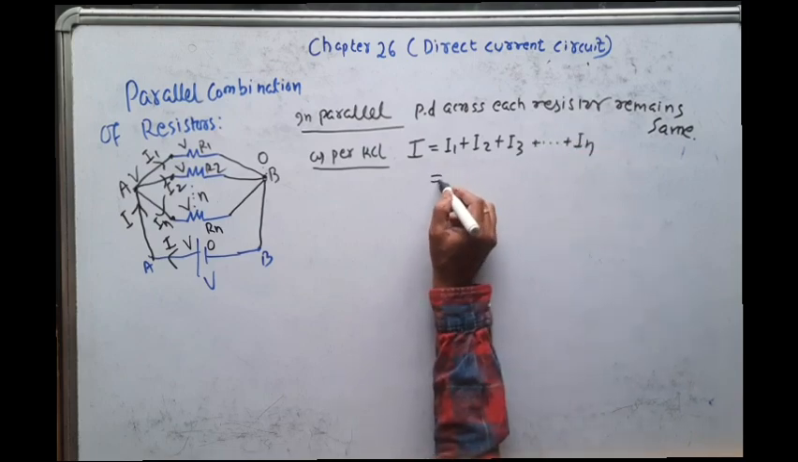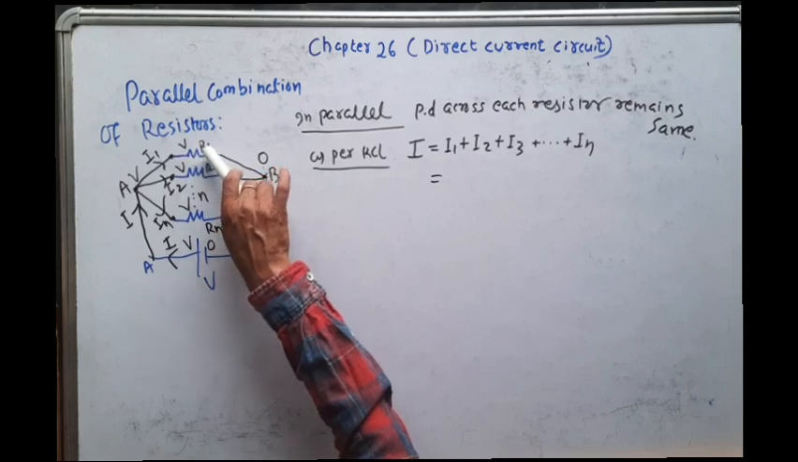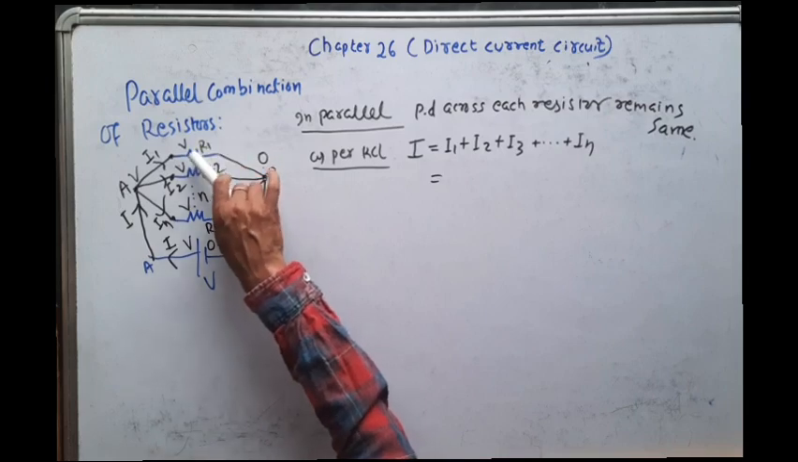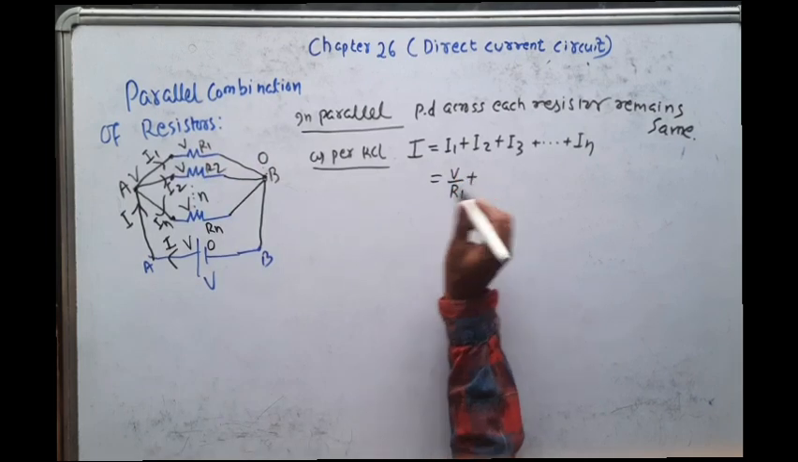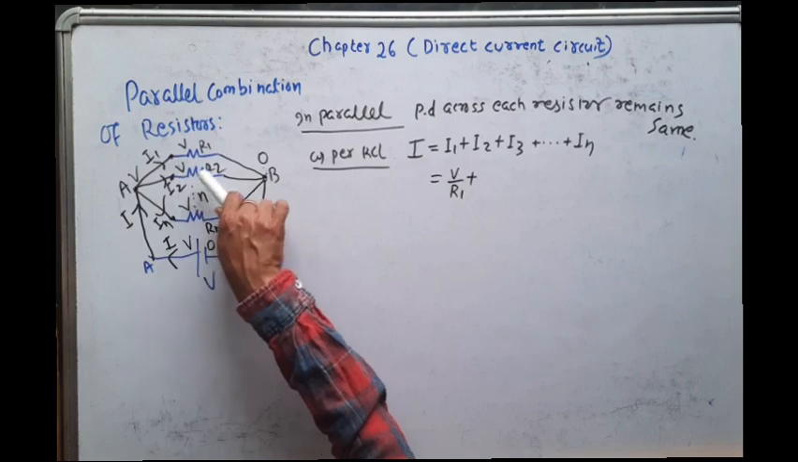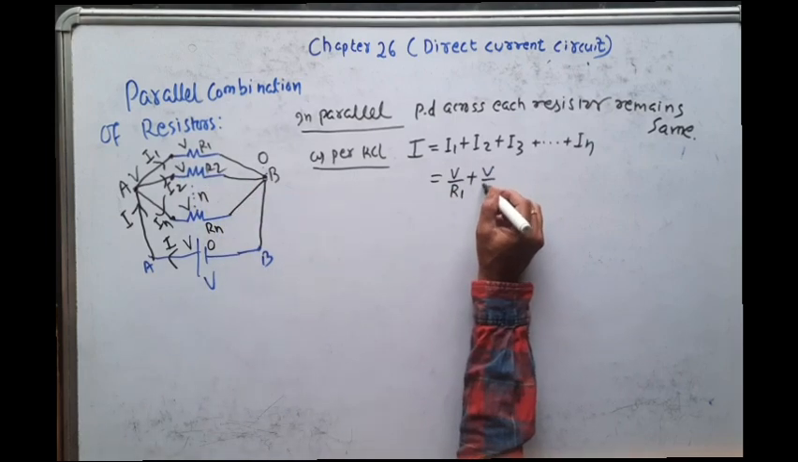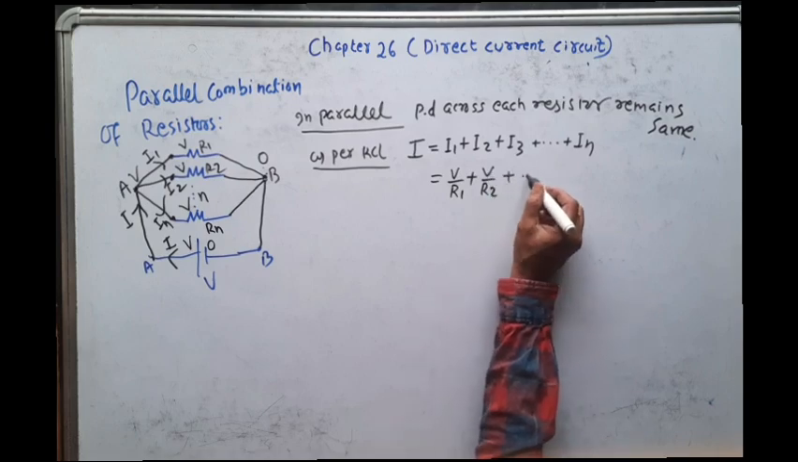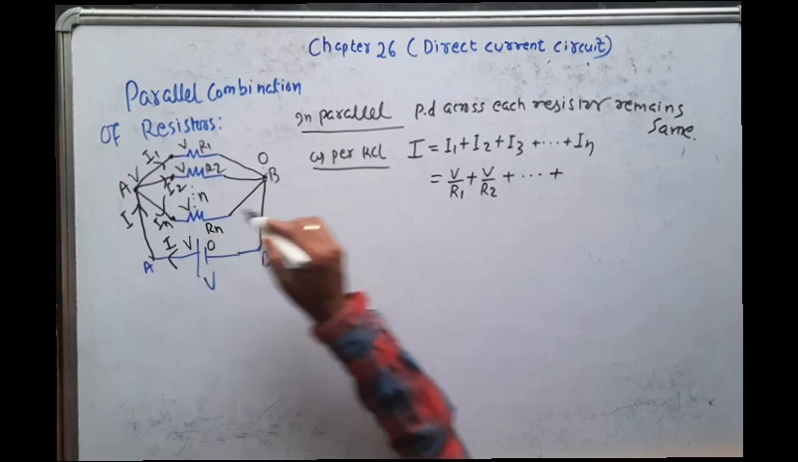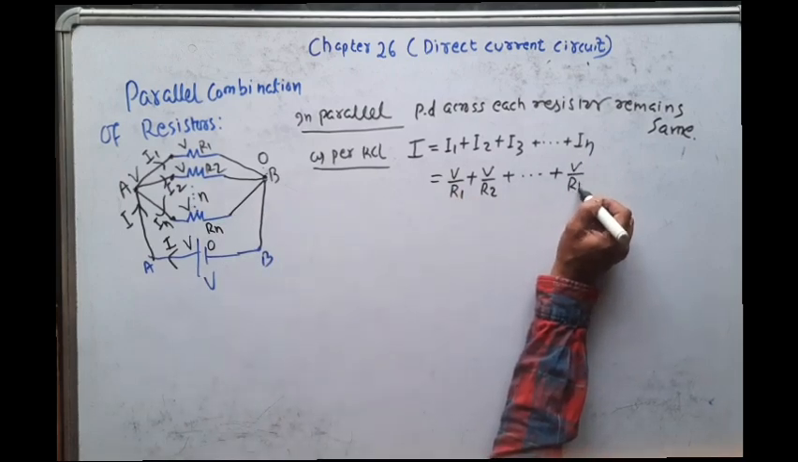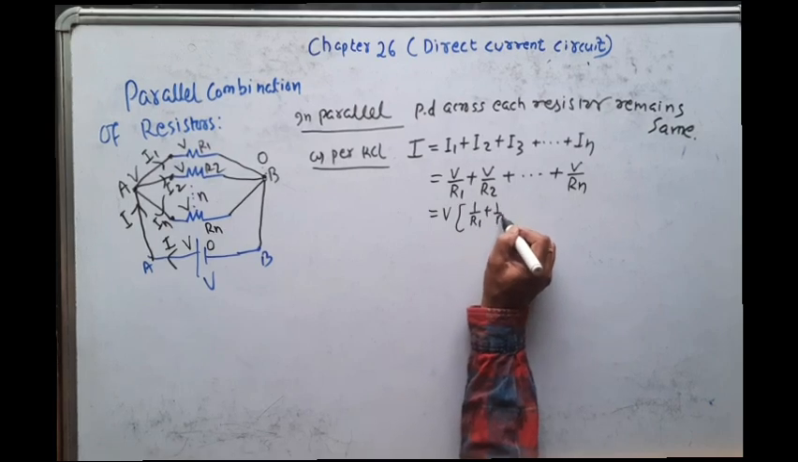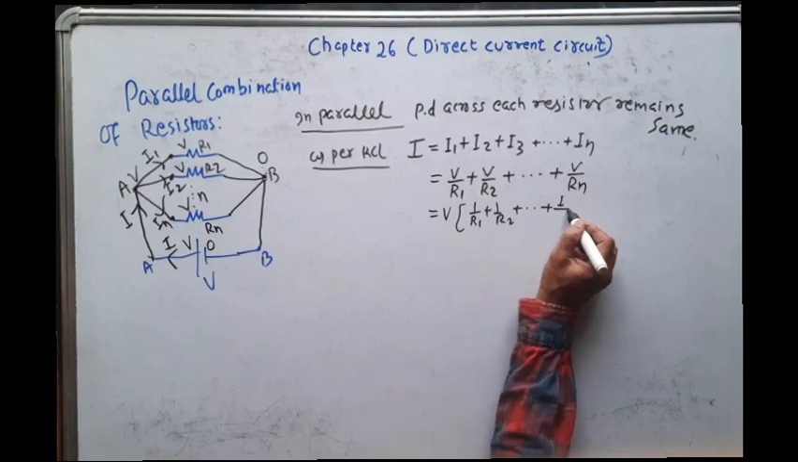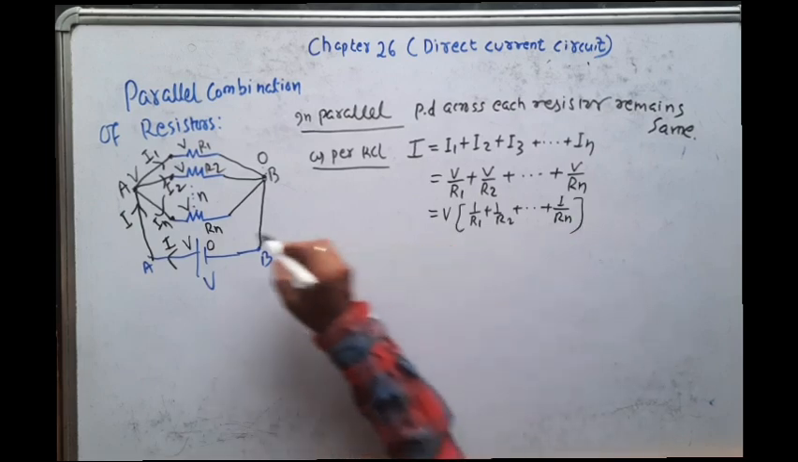Now what is I1? I1 is the current through this resistor R1. What is the potential difference across R1? It is V. So I can write I1 is equal to V by R1. Similarly, I2 is equal to: the potential difference across R2 is V, resistance is R2. Just apply simple Ohm's law. So I2 is equal to V by R2. In this way, what is the current in the nth resistor? It is V by Rn. So that is equal to V common, 1 by R1 plus 1 by R2 plus up to 1 by Rn. So this is the current through this circuit.